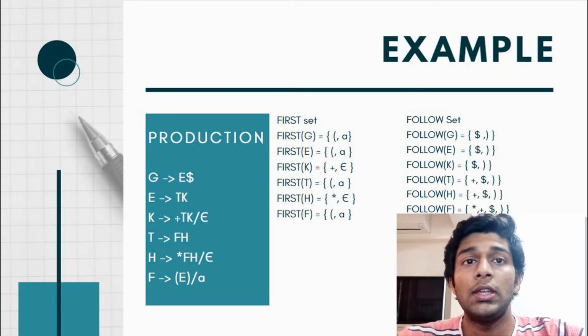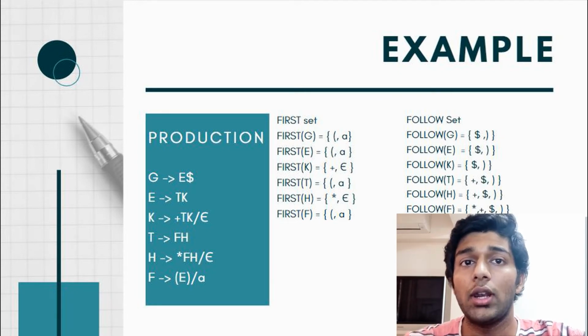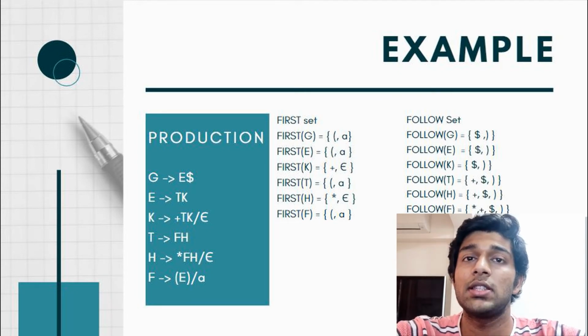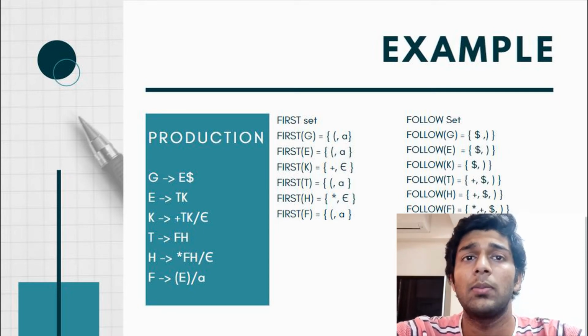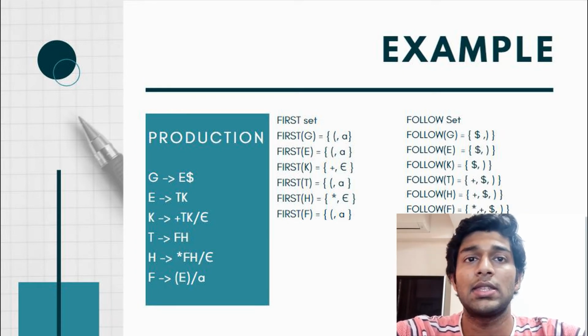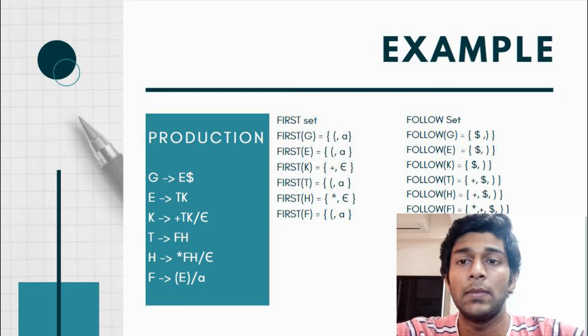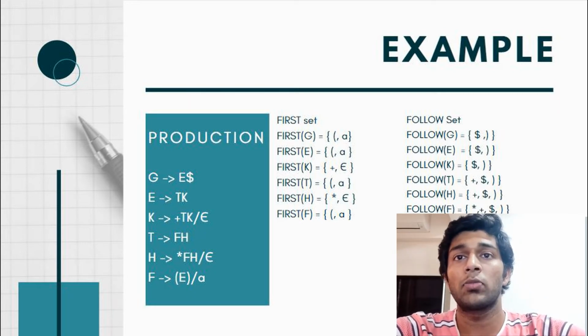For first of T, we go to first of F. First of F is the open brace or A. So we copy both those things into first of T. First of H is star or epsilon. We add both those things to first of H. For F, it will remain the same, open brace or A. So in this way, we have found the first set of the given productions.